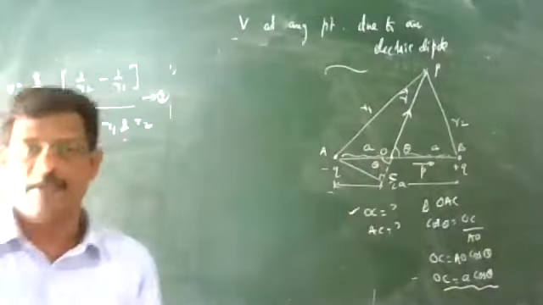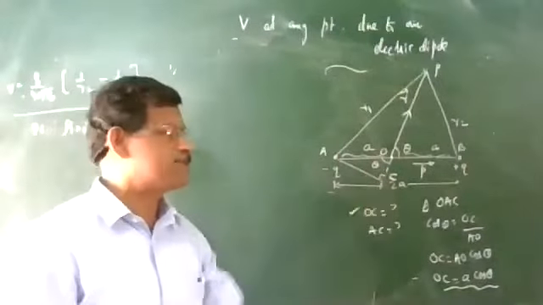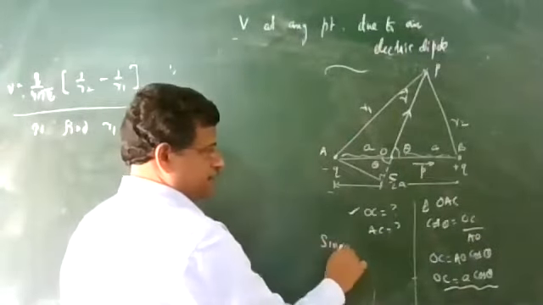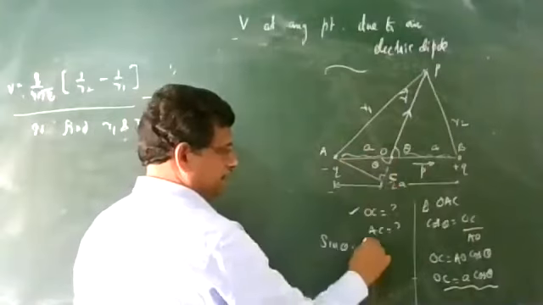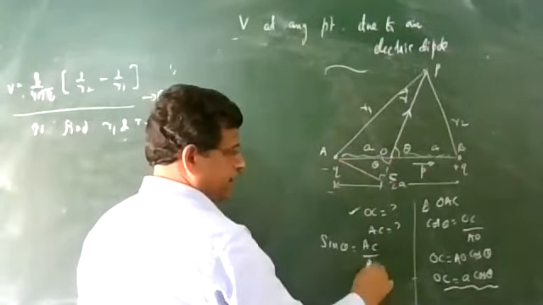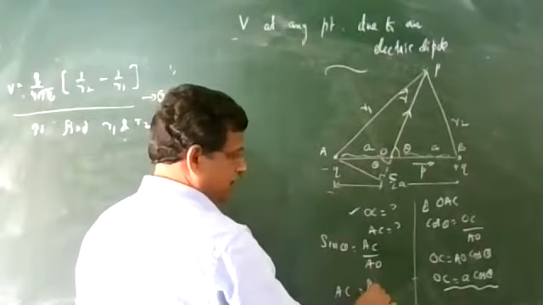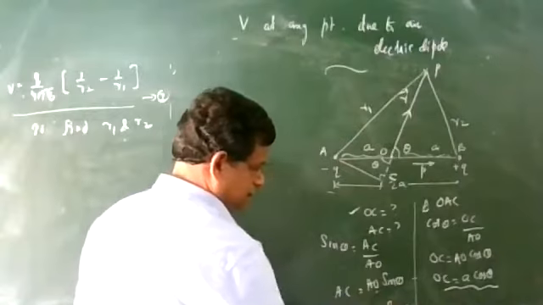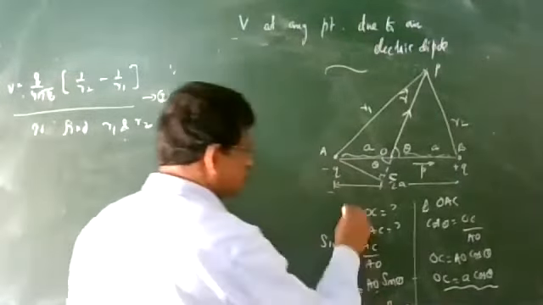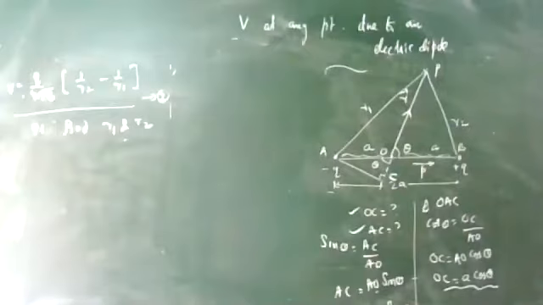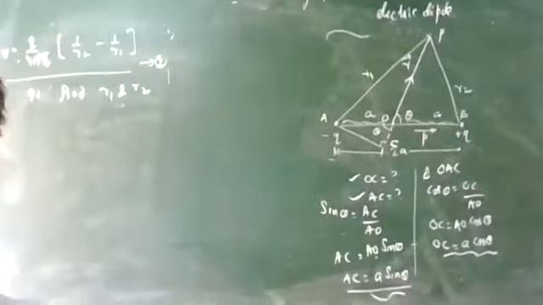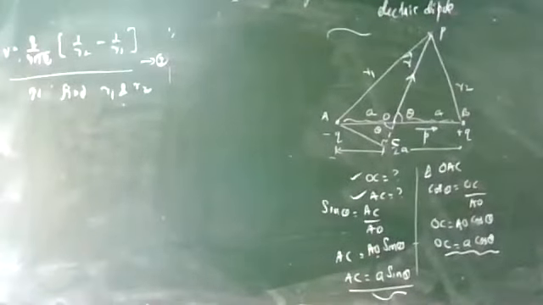So OC is okay. Now what will be the perpendicular side? For that, from the same triangle, sine theta is equal to AC divided by OA. AC is equal to AO sine theta. AO means a, so AC is a sine theta, and this is also measured. So AC is equal to a sine theta, and OC is a cos theta.